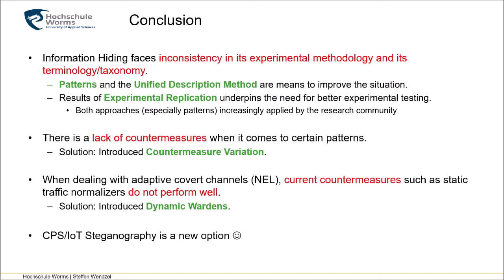There are some sophisticated hiding techniques, especially adaptive covert channels that use a network environment learning phase, that detect blocked channels and then switch to other channels, for instance, using mechanisms such as protocol hopping channels or pattern hopping. And current countermeasures and traffic normalizers that are static do not perform well. They are almost useless in the context of the network environment learning phase. So our solution was to introduce dynamic wardens. These combat this in the sense that they limit the channel's capacity quite a lot.